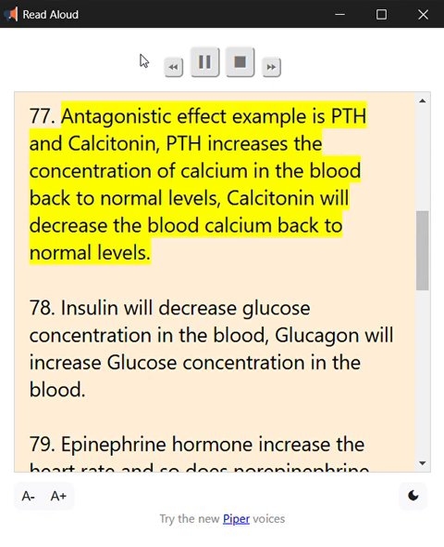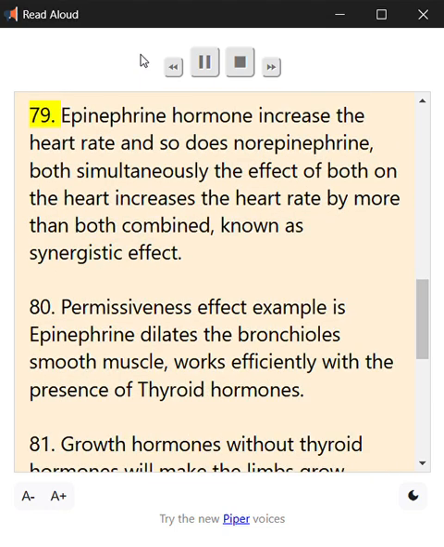PTH increases the concentration of calcium in the blood back to normal levels. Calcitonin will decrease the blood calcium back to normal levels. 78. Insulin will decrease glucose concentration in the blood. Glucagon will increase glucose concentration in the blood. 79. The epinephrine hormone increases the heart rate and so does norepinephrine.